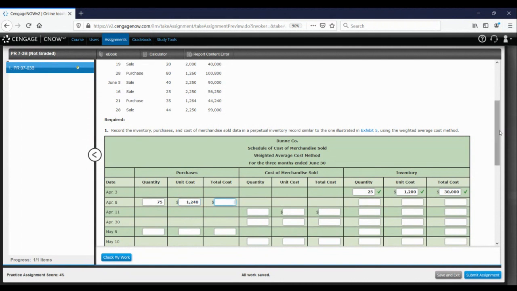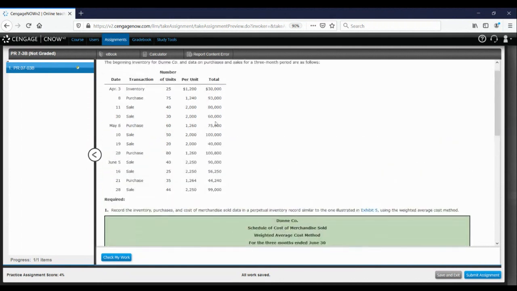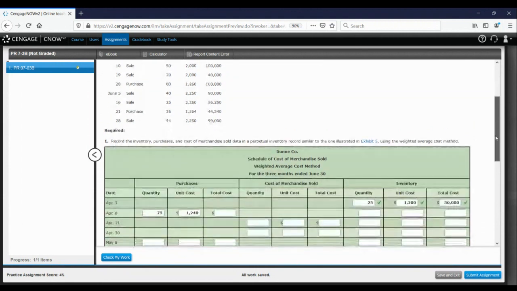So you are going to simply multiply the purchased units times the purchase price per unit, and that will give you 93,000. And that's the total cost of our inventory that we just purchased.